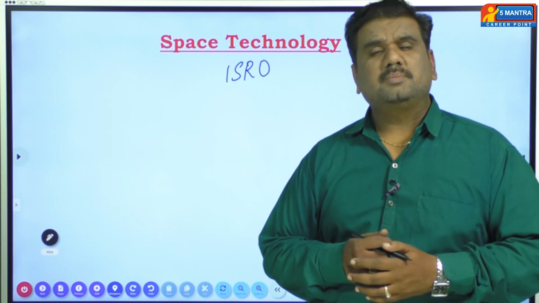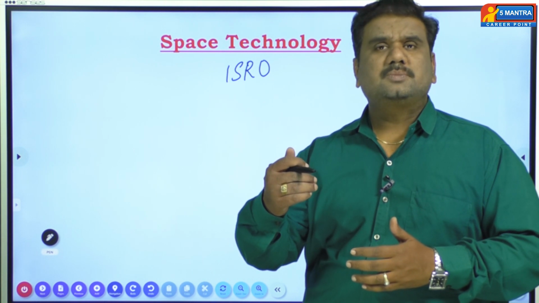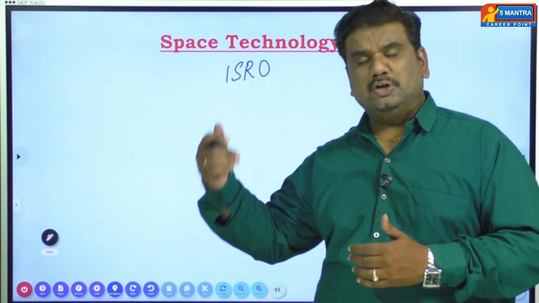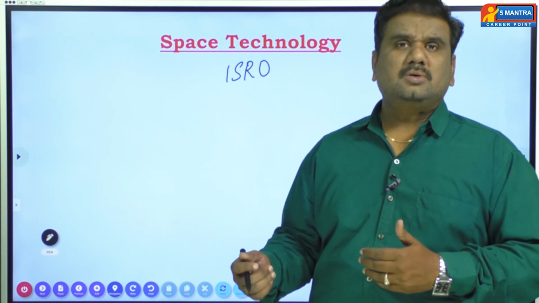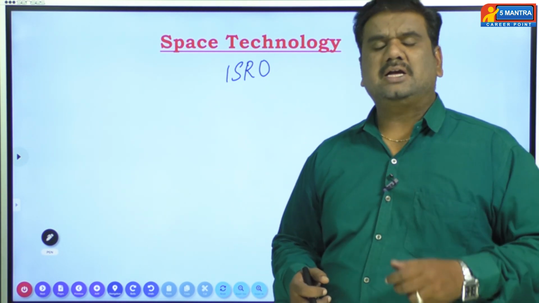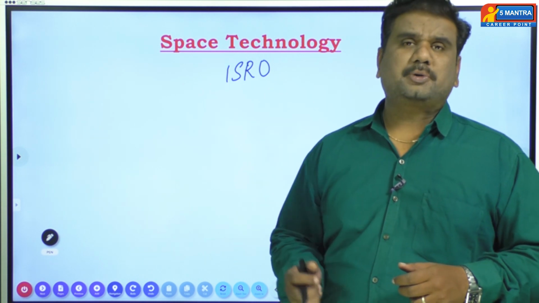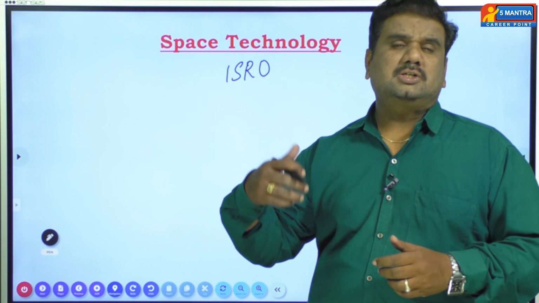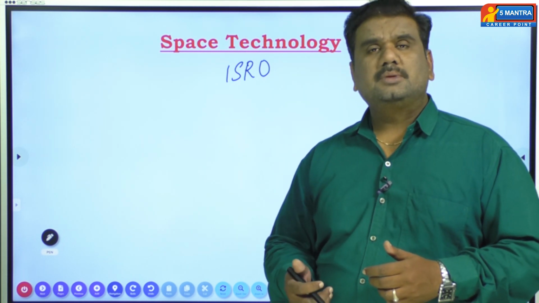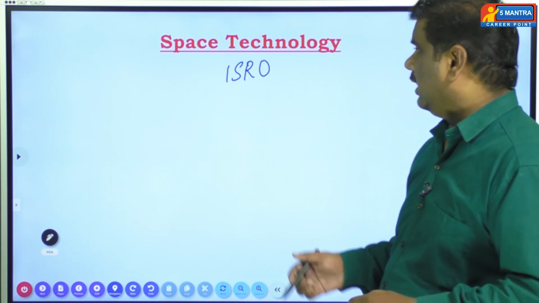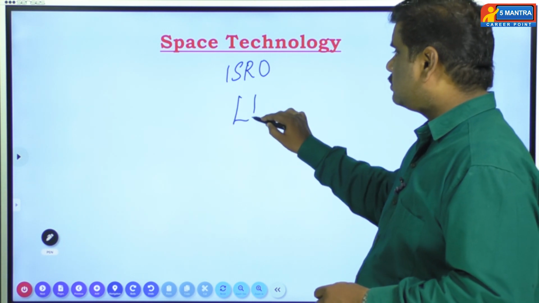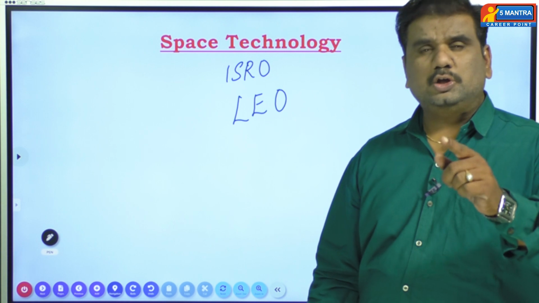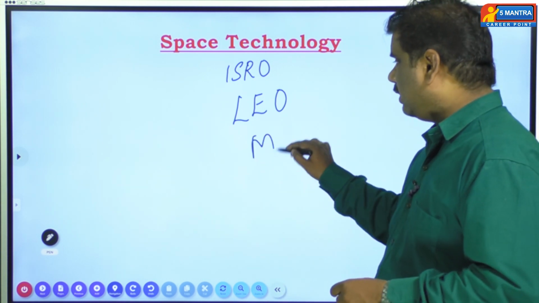At the same time, the different organizations like Antrix Corporation and NewSpace India Limited. What is NewSpace India Limited? What is Antrix Corporation? What is the role of these two in the development of space technology in India? At the same time, here we'll be talking about the different orbits. You're talking about the LEO orbit, or the MEO orbit.